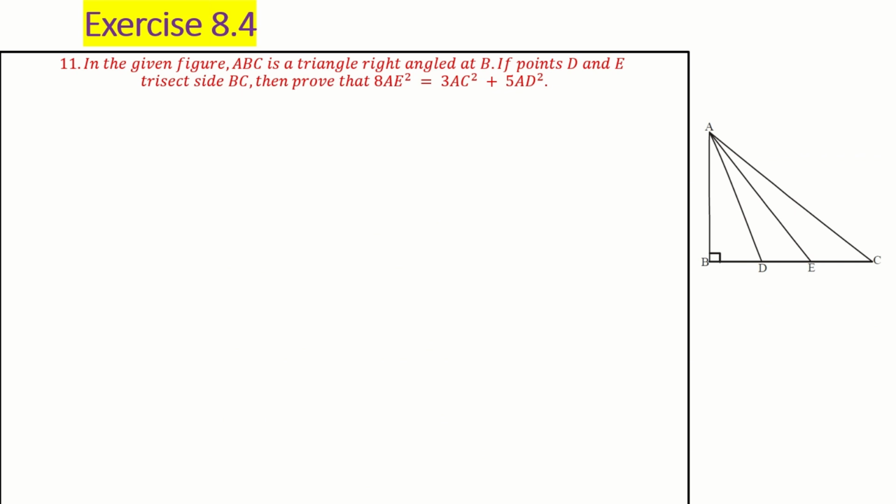In the given figure, ABC is a triangle right angled at B, and the points D and E trisect the BC. Trisect means BD equals DE equals EC, 1x, 1x, 1x. BD is one third of BC total, and DC is two thirds of BC. BE is two thirds of BC. Trisection means that's what it is.